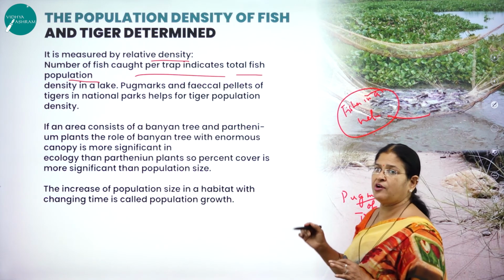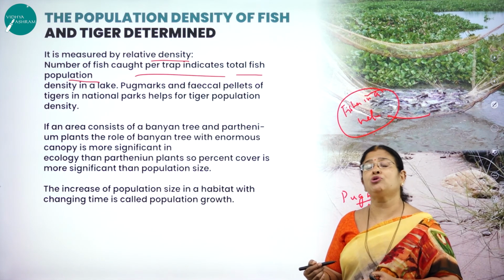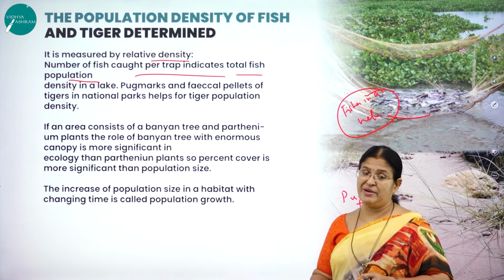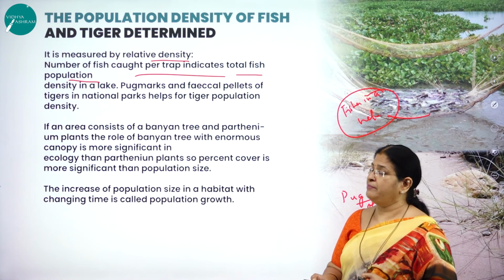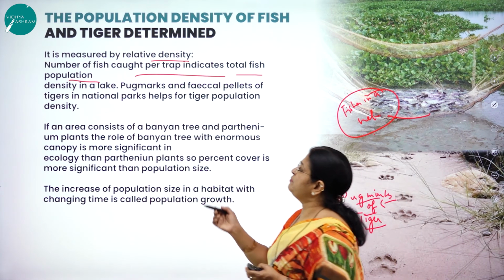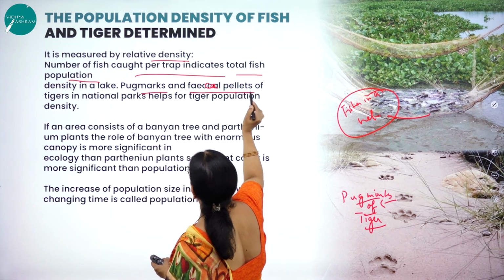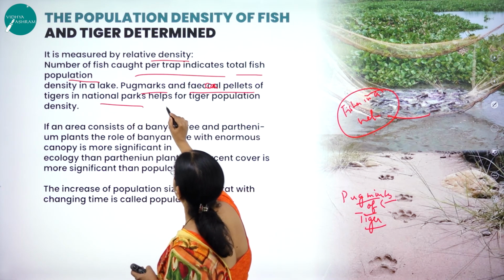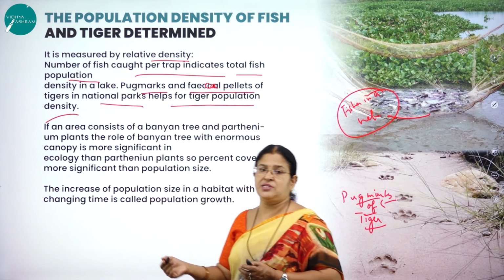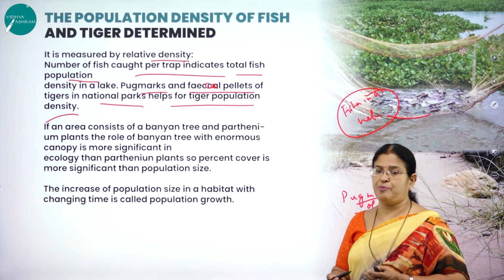And in case of forest, when they go for the tiger census, how do they identify how many tigers, male tigers and female tigers, there are in that particular forest? Based on the pug marks as well as the fecal pellets, they will be able to assess. So pug marks and fecal pellets of tigers in national parks help in estimating tiger population density. So these two are the methods to assess the fish population density and the tiger population density.